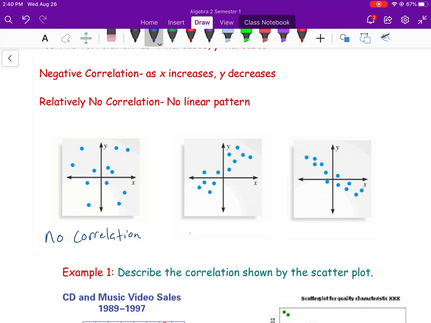Okay, moving on to that next one. As we go right, those points are going up. So as X increases, Y is also increasing. So there we have a positive correlation. And as you can guess, the next one is negative correlation. As those points are going right, they're also moving down. So X is increasing, Y is decreasing. That's why it is a negative correlation.